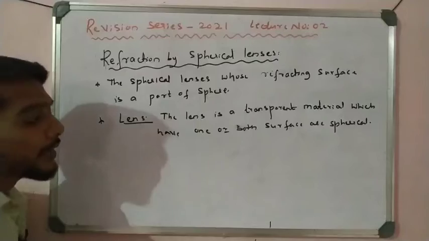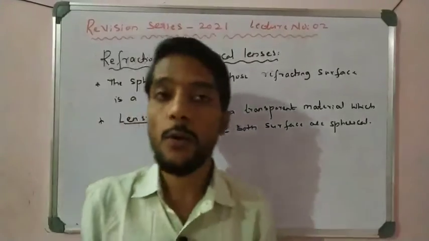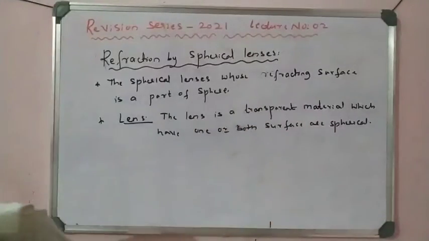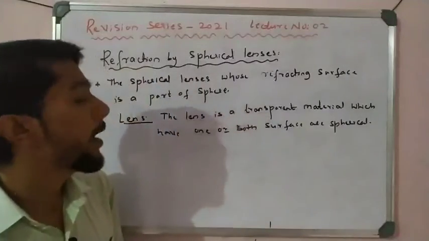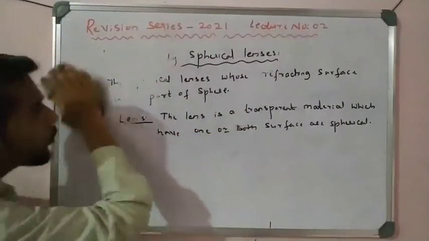These definitions are very important for the examination. You must be able to define spherical lenses, or define a lens. Right, students? Now let us come to another very important point.